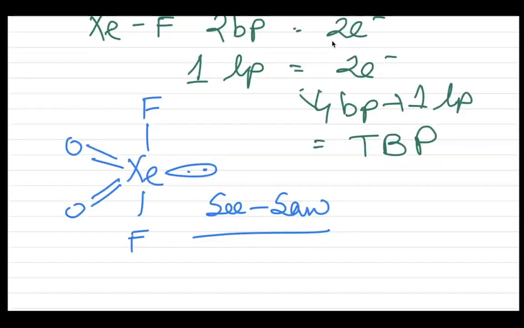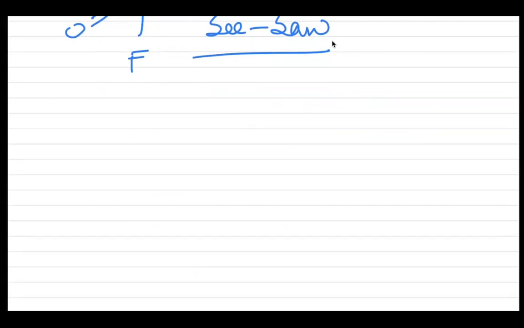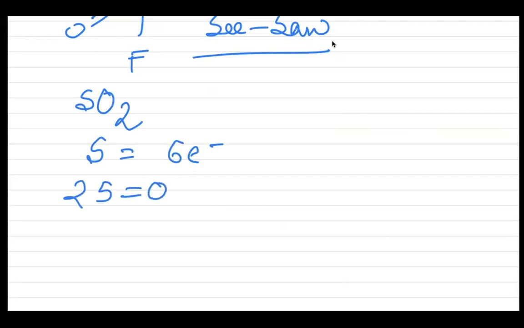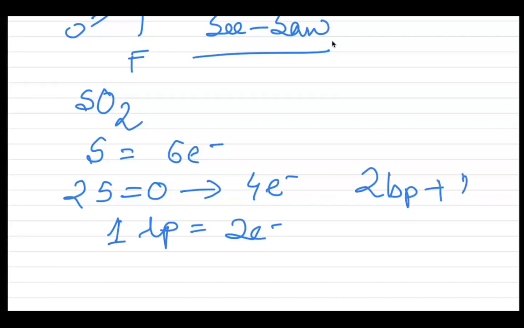Now, the next homework I gave is the formation of SO2. Sulfur contains how many valence electrons? Six. Okay, so here are two oxygens bonded to the sulfur, which means four electrons. And one lone pair, which means two electrons. So two bond pairs and one lone pair.